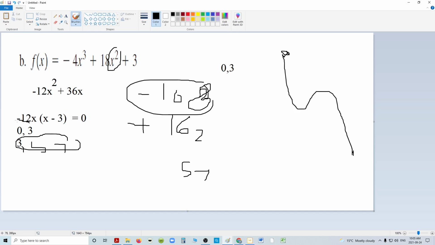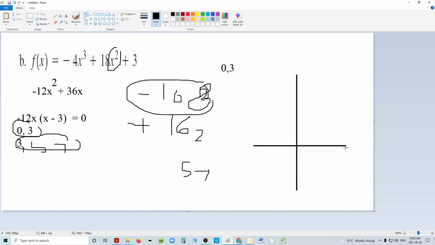Boom. I now have a min. I now have a max. I know that it mins at 0 comma 3. So it comes down at 0 comma 3. It's going to go up to 3 comma 57. Then it's going to come down, which means I'm going to have an x-intercept around 4.